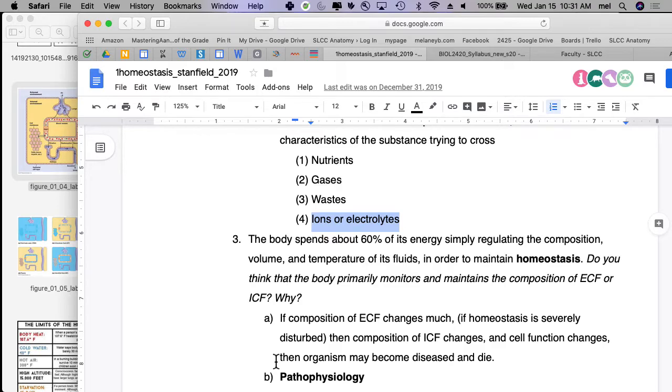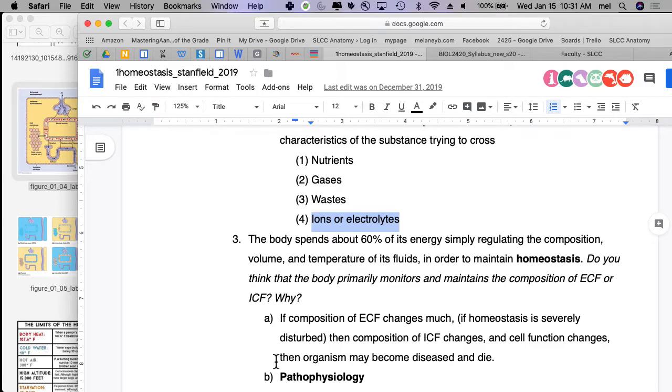So again, the question is, which one do you think you spend 60% of your ATP primarily monitoring, regulating, and fixing? ICF or ECF? ECF. He says ECF. Anybody say ICF? Okay, so there's arguments for both. But there's one thing that's true, and I can make it make sense to you. Okay, so you actually spend most of it monitoring your ECF.